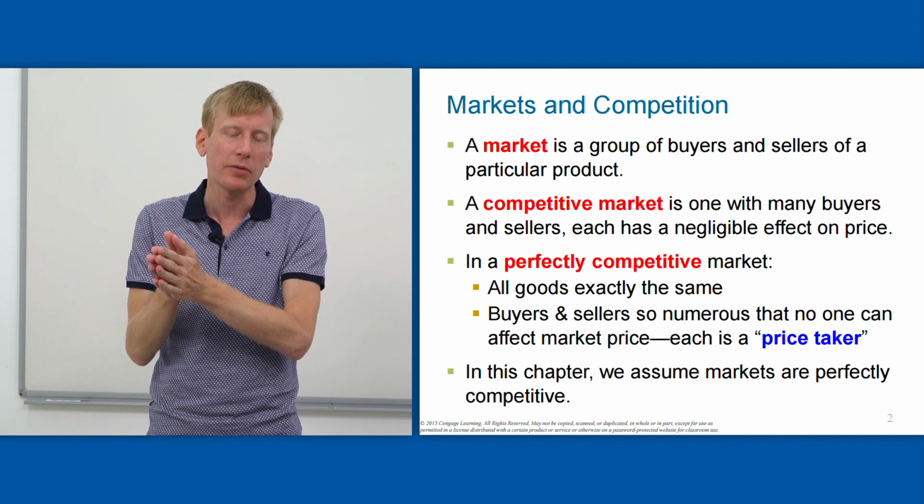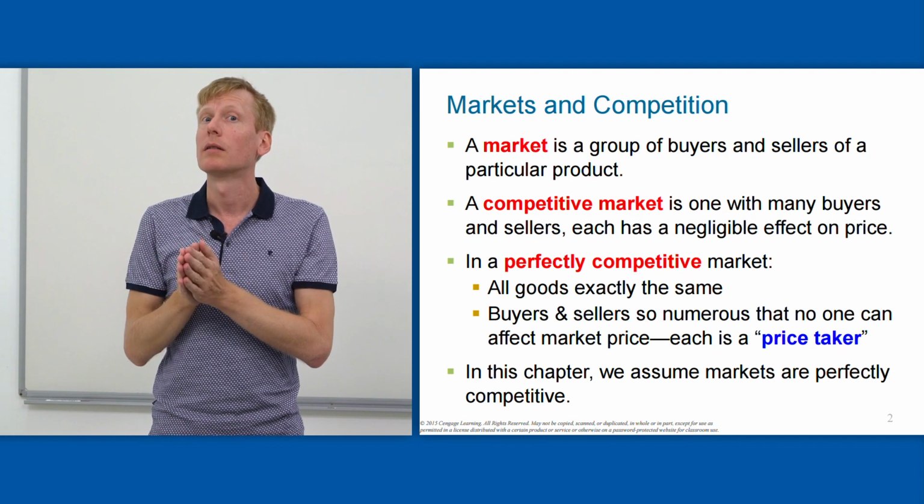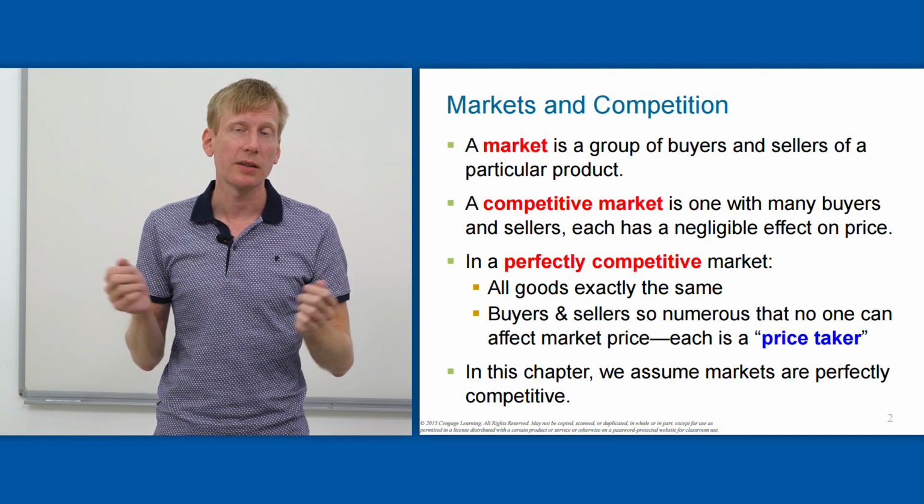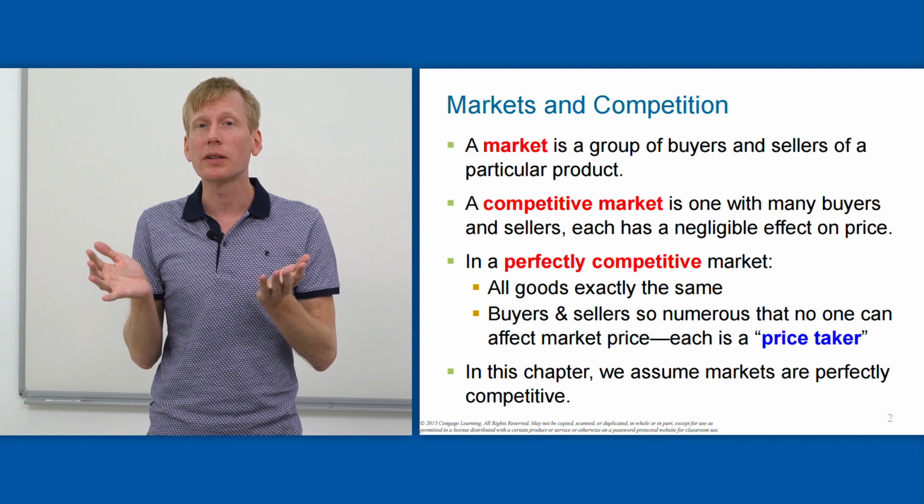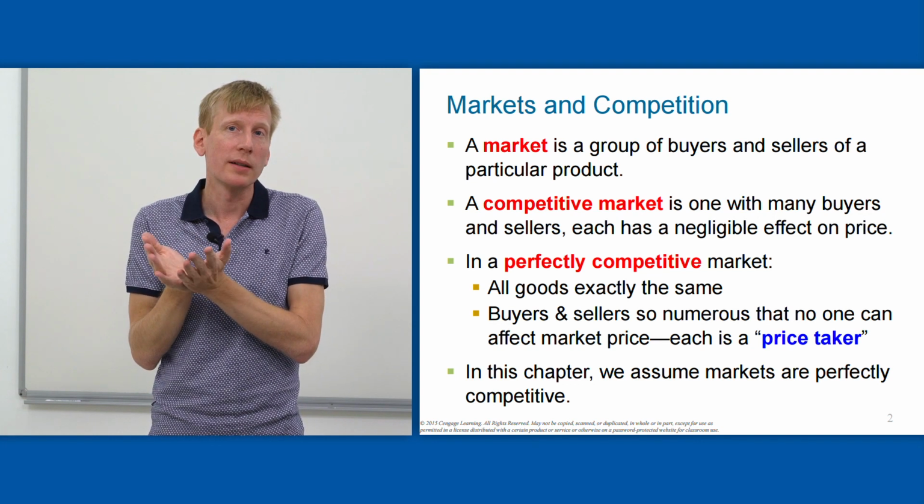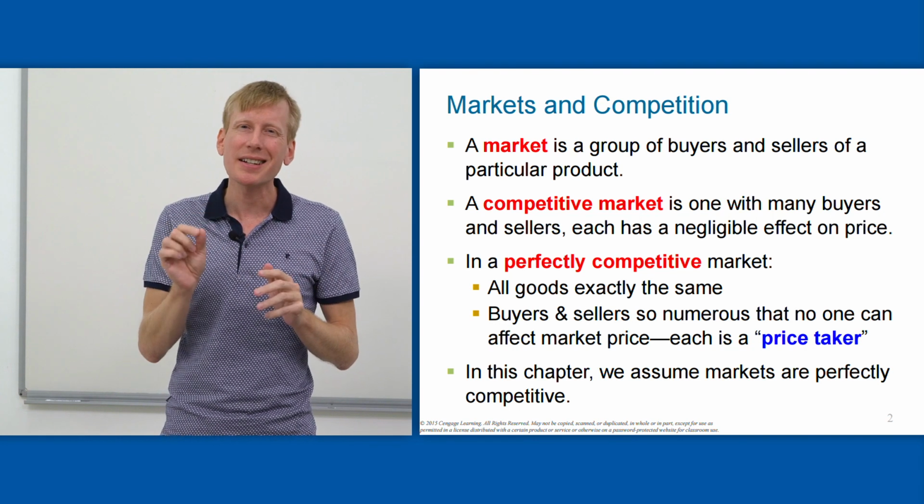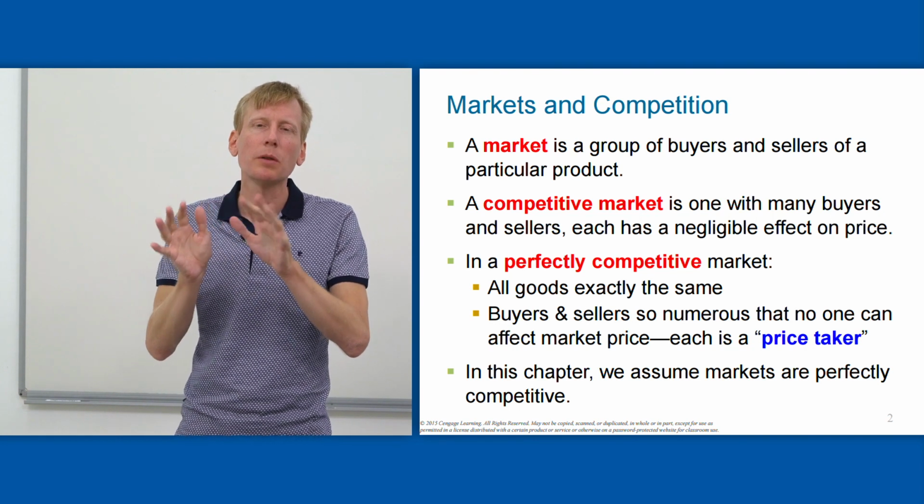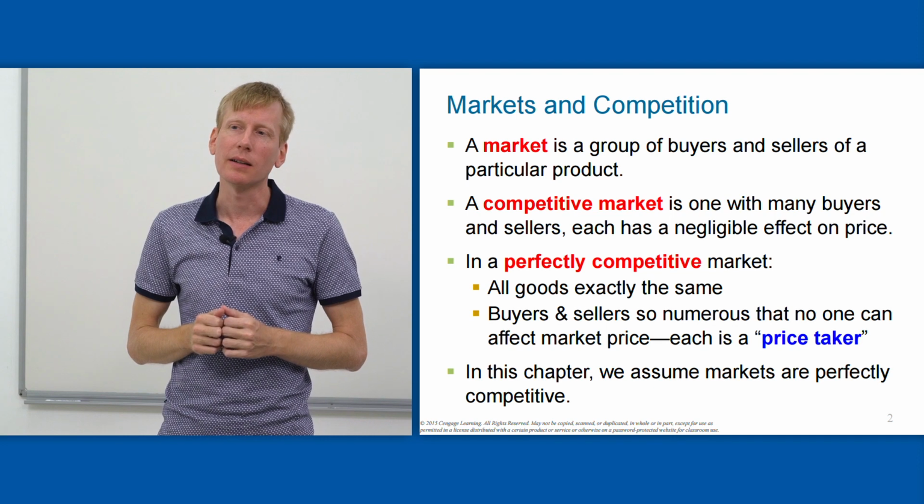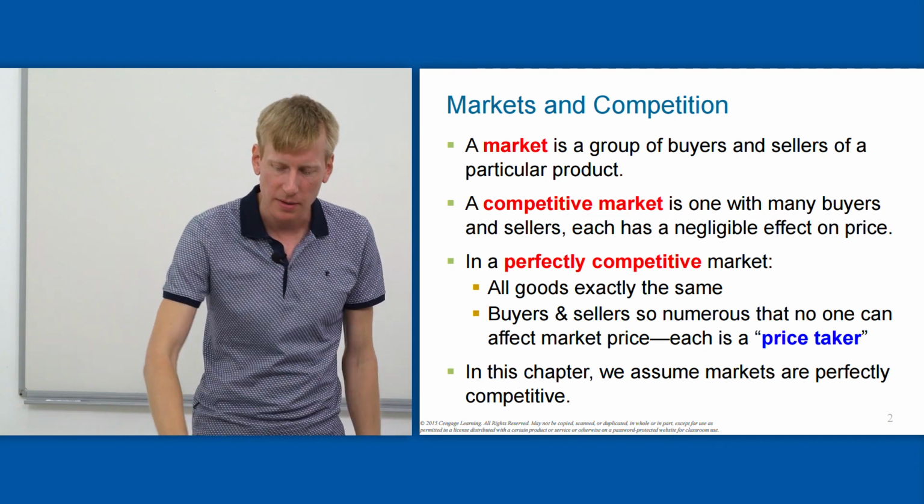Say how it might be different if, for example, our buyers and sellers don't have perfect information, or how it might be different if we only have one seller, or how it might be different if the goods that they're selling aren't exactly the same. But first, we'll build that perfectly competitive model for explanatory purposes.